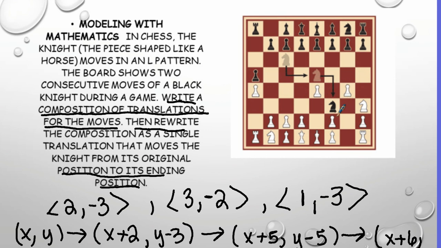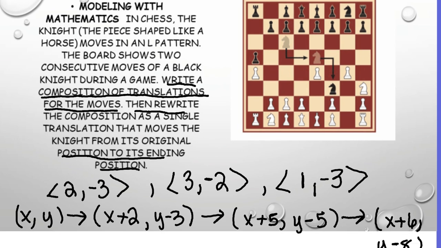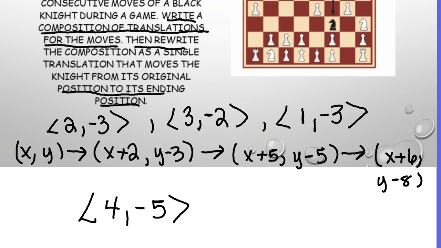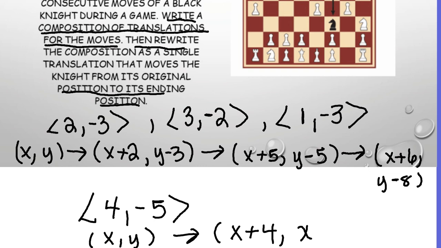Hold on. Let me start again. We went over 1, 2, 3, 4, and then we went down 1, 2, 3, 4, 5. All right. We went down 5. Okay, so when we write this in mapping form, we would say the pre-image got mapped to x plus 4, y minus 5.